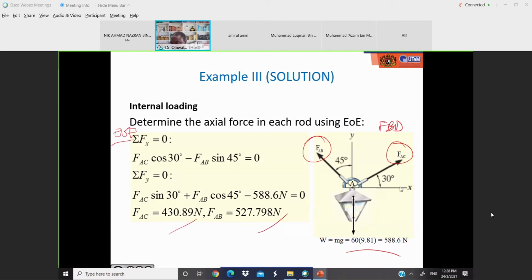Okay, who got 524? Mohammed Amal, is it 524 or 523? It's all right, whatever you get. But you should get something like this. FAC equals 430.89, FAB 527.798. Right, now let me stop here and ask you a question.